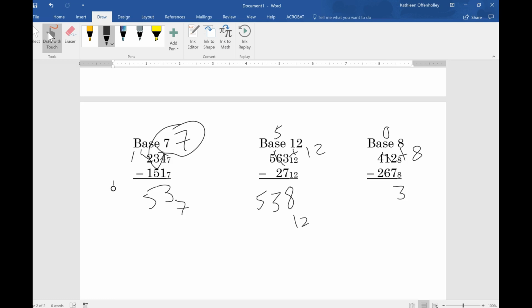And now I have to do 0 minus 6, which I can't do, right? So I'm going to take one of these here. That makes that a 3. And that adds 8 rods to that place value. So now I have 8 minus 6 is 2. And I have 3 minus 2 is 1. And that makes the answer 1, 2, 3 with a little 8.